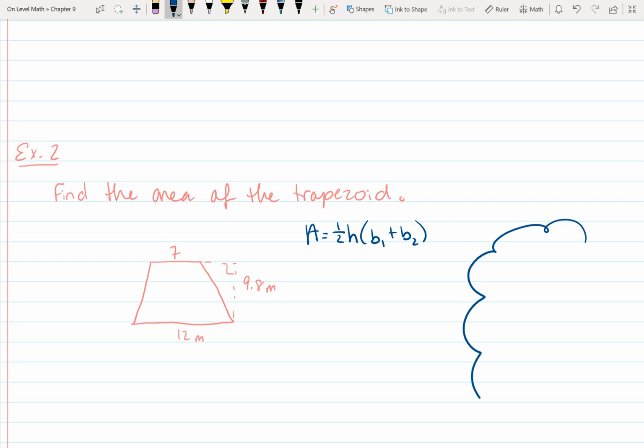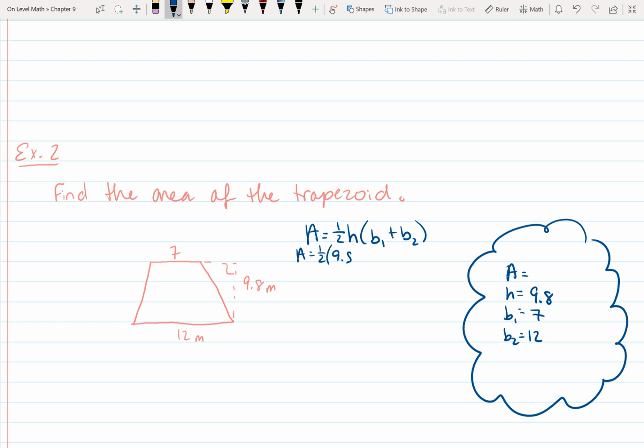And then we're going to label what we know. A, H, base 1, base 2. All right, we don't know our area. That's what they're asking us to find. Height is 9.8. Base 1 is 7. Base 2 is 12. Alrighty, now we plug in what we know. Height is 9.8. Base 1 is 7. Base 2 is 12. 12 plus 7 is 19.